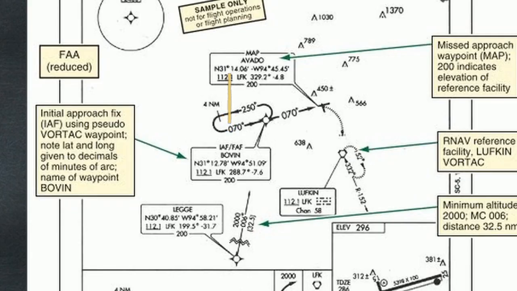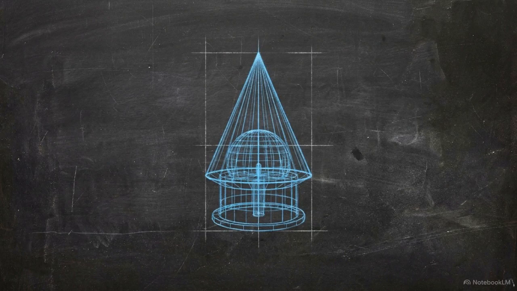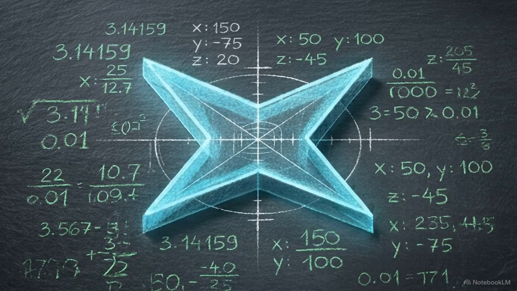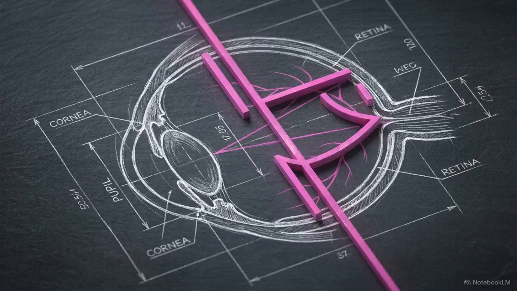The box defines its exact position using specific decimal latitude and longitude coordinates. In a traditional instrument approach, a fix like this would correspond to a physical transmitter on the ground. If you looked out the window at the exact location of Bovin, you would see nothing but empty Texas landscape. To execute this path, the aircraft's avionics must actively conjure a beacon out of thin air. The pilot navigates by trusting an invisible, algorithmic projection.